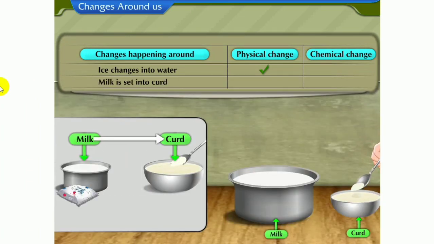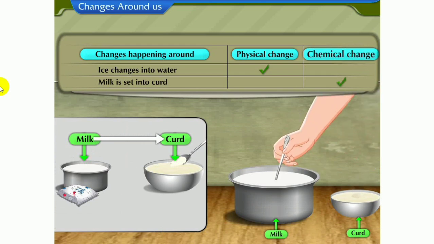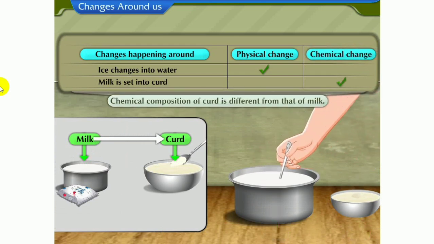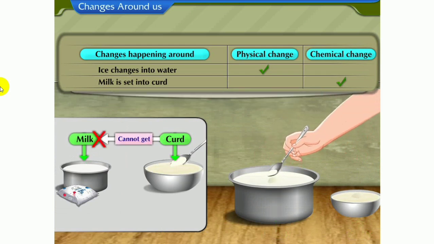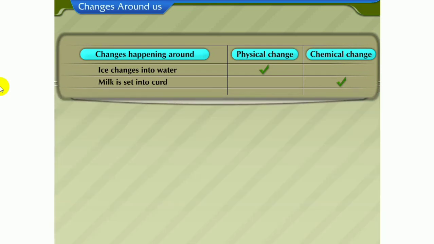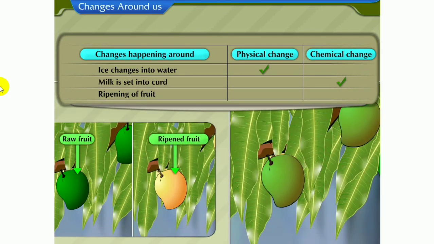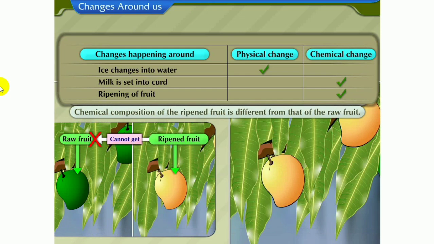Milk is set into curd. This is a chemical change. The chemical composition of curd is different from that of milk, and we cannot get milk back from curd. Ripening of fruit. This is also a chemical change as we cannot get the raw fruit back from the ripened fruit. The chemical composition of the ripened fruit is different from that of the raw fruit.